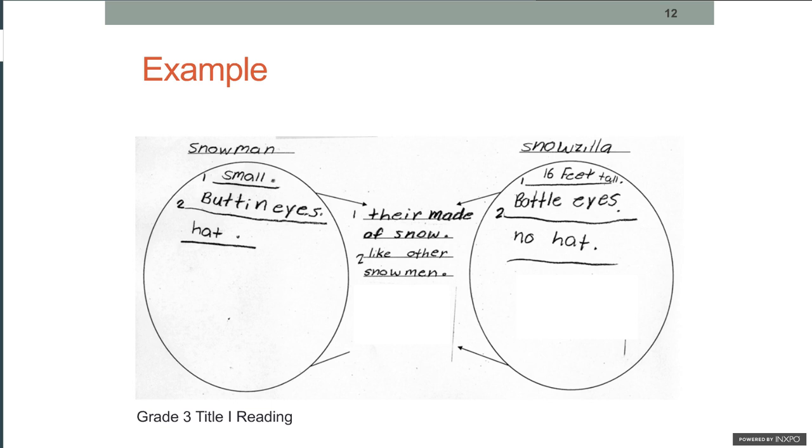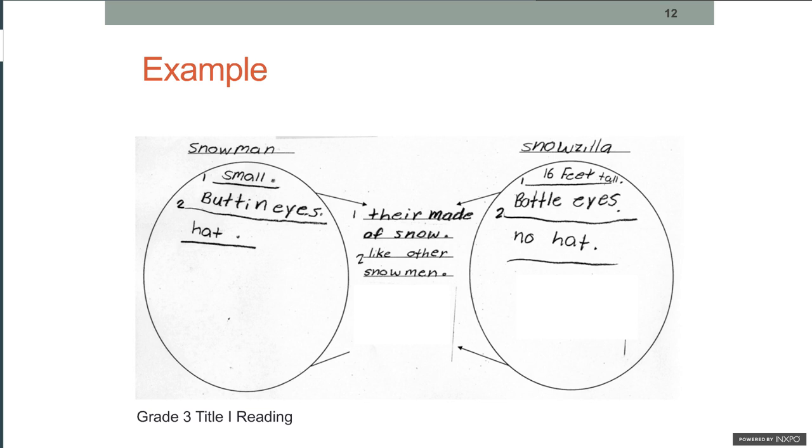So here is an example from a grade 3 Title I reading class. Title I, as you know, means this student would have been identified as at risk in reading. They did an analysis here on a picture. They read a story together, called Snowzilla, and the question that the teacher posed is, how is Snowzilla like a regular snowman, and how is Snowzilla different from a regular snowman? Analysis level thinking, right? And they had this teacher-made graphic organizer.